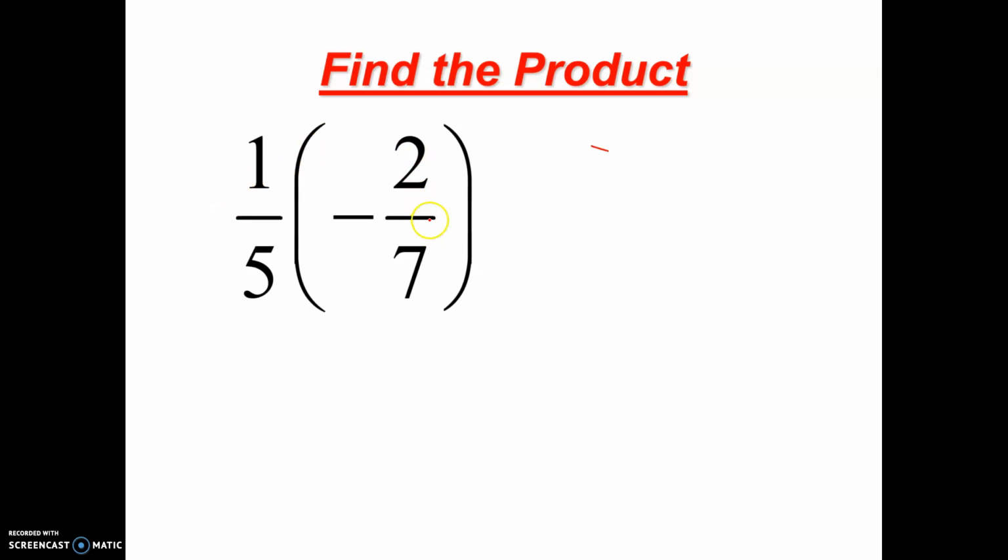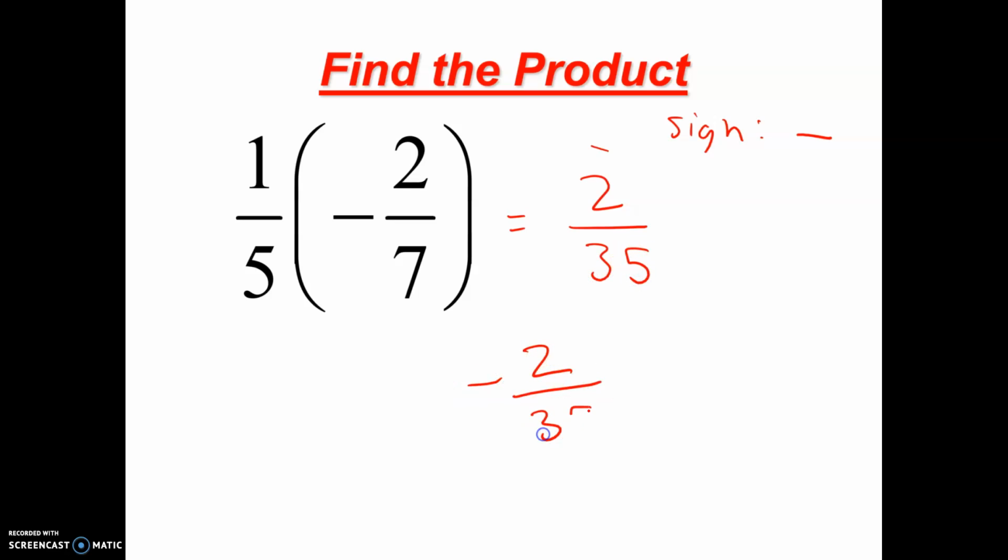When we multiply fractions, we look to cross cancel. Anything we can do? No. So we just multiply straight across. Of course, the sign of our answer is going to be negative because same sign positive, different sign negative. 1 times 2 is 2. 5 times 7 is 35. So our answer is negative 2 over 35.